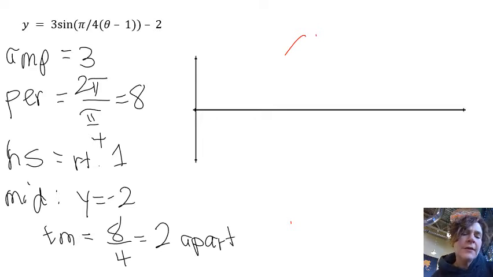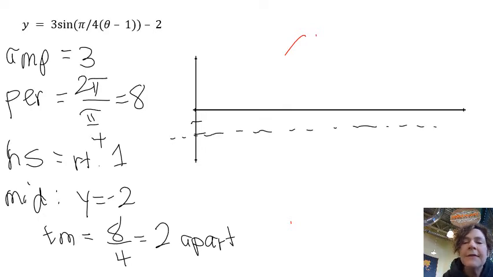Okay. So again, I'm going to deal with my vertical information first, and then I'll deal with my horizontal information. So my midline's at -2, so I'm going to go ahead and plot my midline in, just dot it in right there. I have an amplitude of 3, which means that from the midline, my maximum is going to be up 3, 1, 2, 3. So here 1, and down 3, 1, 2, 3. So down here at -5.